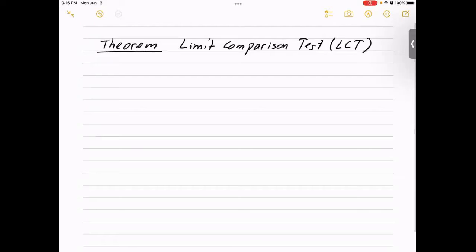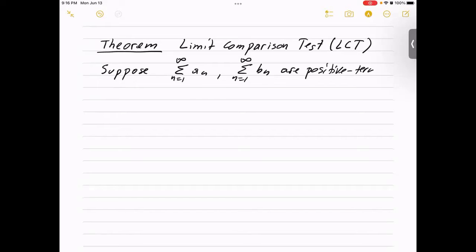Suppose we start with two series, the infinite series of a_n and the infinite series of b_n, from 1 to infinity. Let's assume that they are positive term series, which means a_n and b_n are greater than or equal to 0. Also assume that we can calculate the limit.